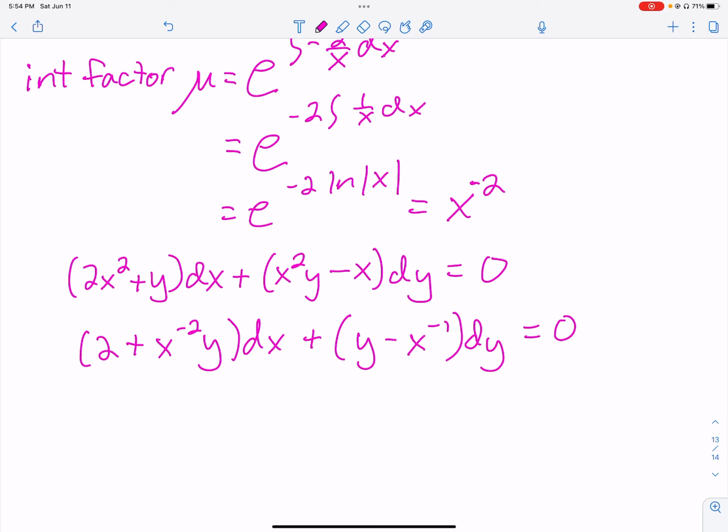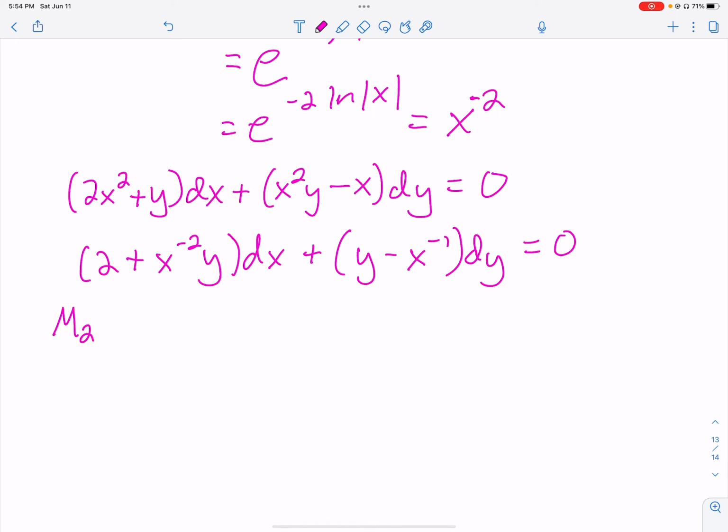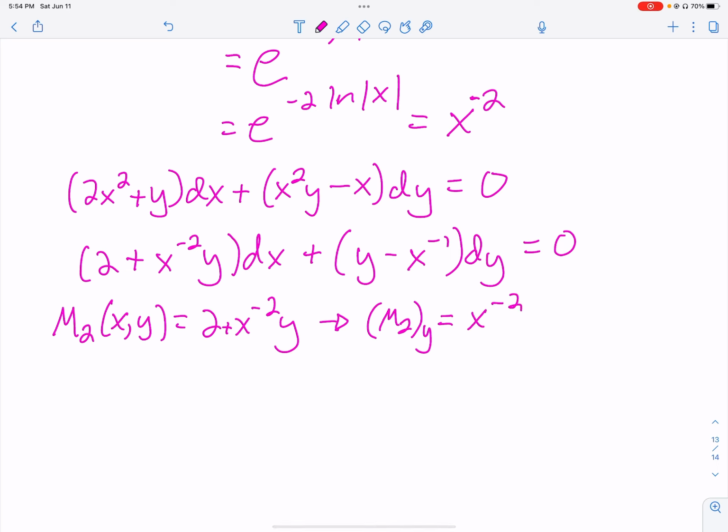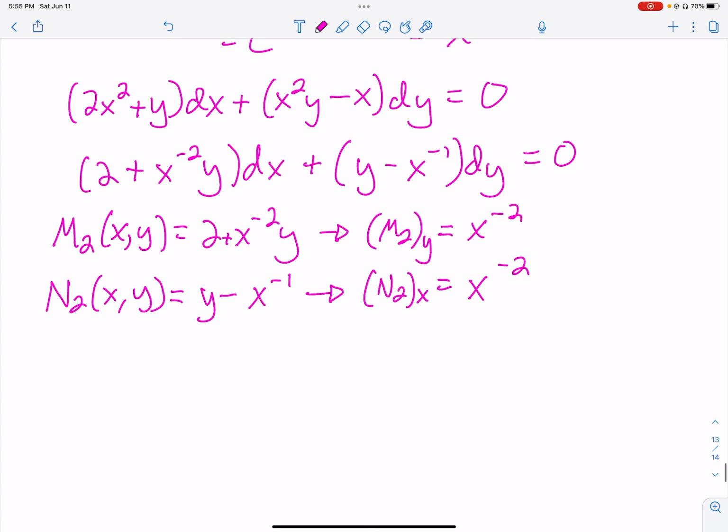Right, now what we're going to do, I'm not going to solve this dE, but I'm going to show you that now it is exact. So let's call this M2. So M2 of x and y is 2 plus x to the negative 2 y. So if I find M2y, the 2's gone, and then we just get x to the negative 2. Now N2x is that other side. That's y minus x to the negative 1. We take this one, remember we do it with x, and you can see the negative 1 comes down, making a positive, and then leaving us at negative 2, meaning they are the same.